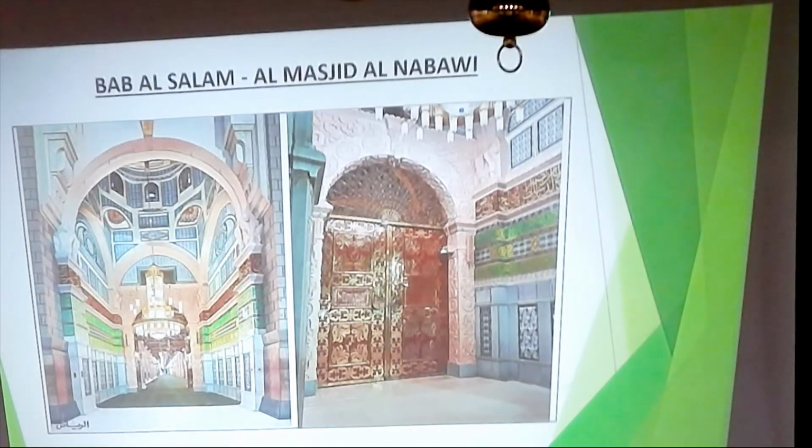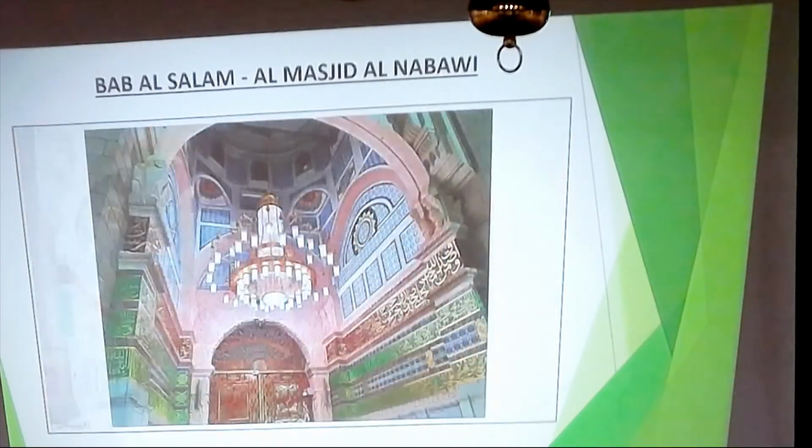This is where you need to enter from, and that is the actual door which is there at the arch, where behind the chandelier there, that is the door of Babul Salam. This is a bit closer of the different calligraphy. The Ottoman calligraphy was very, mashallah, profound, and they have still maintained it within the masjid as well.